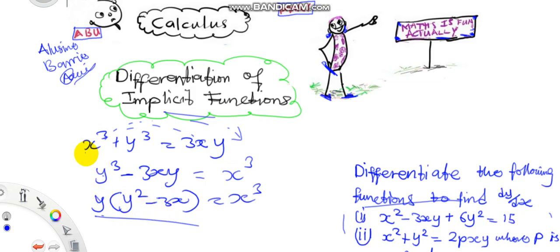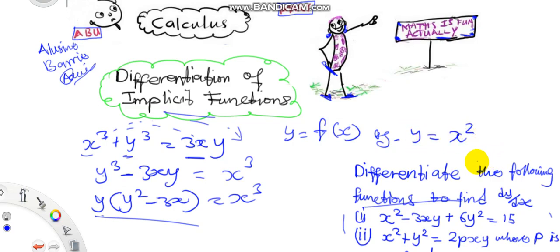So when we have functions like this, we have two variables, instead of one, as we have in functions such as y is a function of x, for example y is equal to x squared, where we have the function in only one variable. Here we have it in two variables. So for implicit functions, it's impossible for us to express one of the variables in terms of the other.